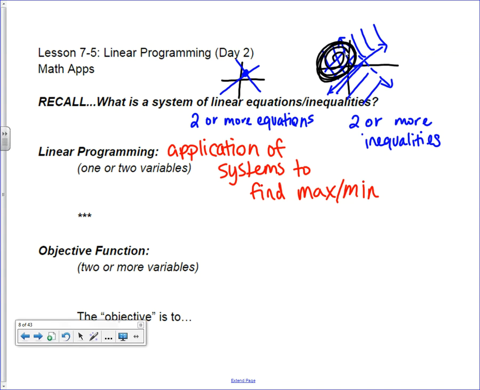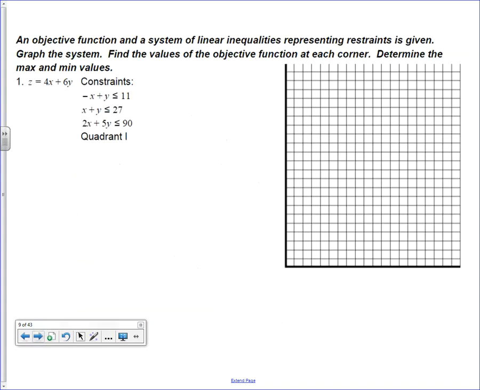We have this thing called the objective function. The objective function is normally z equals. Okay, and the objective is to maximize or minimize the value. And on Tuesday, when we talked about this, you were finding the corners of your figure, and you were plugging them into the objective function, because the objective function has an x and a y in it, so we'll be plugging those values in. So today, I have 3 more examples for you, so we're going to take another crack at these.